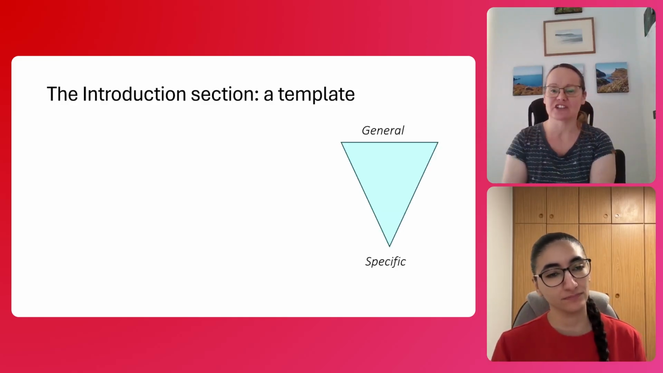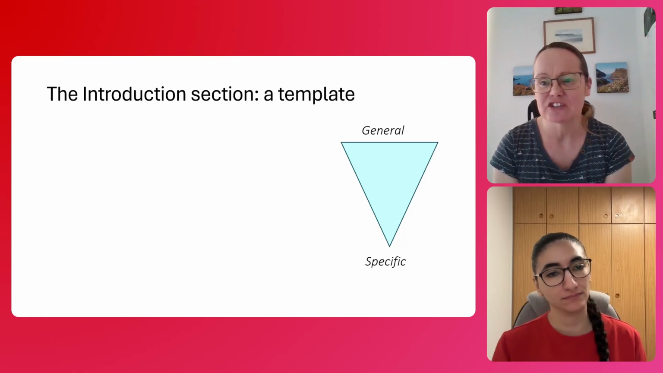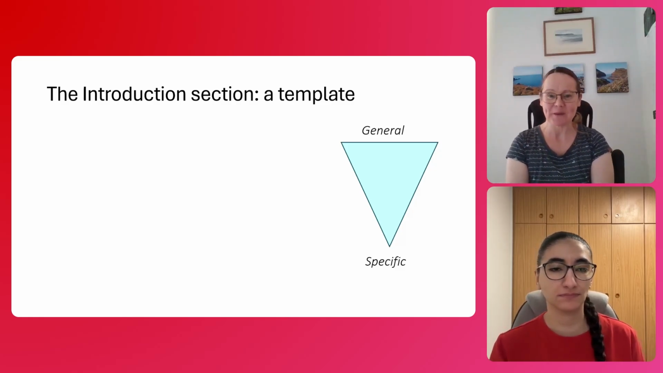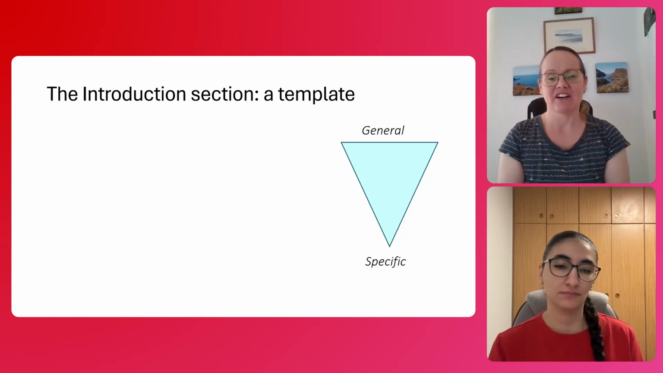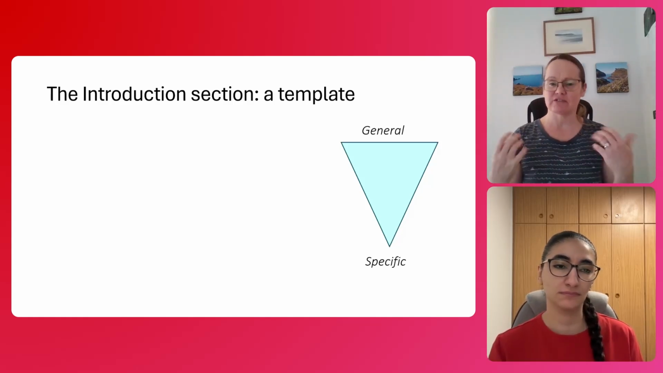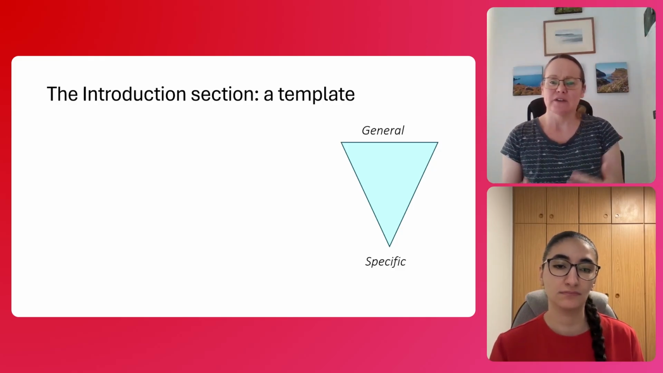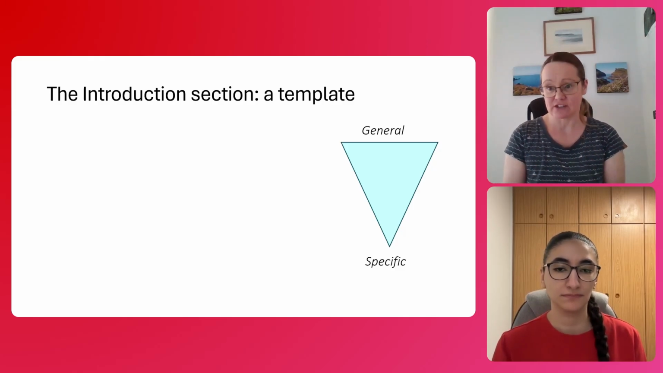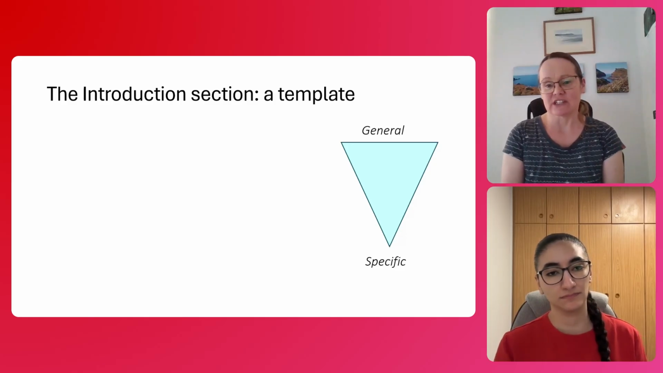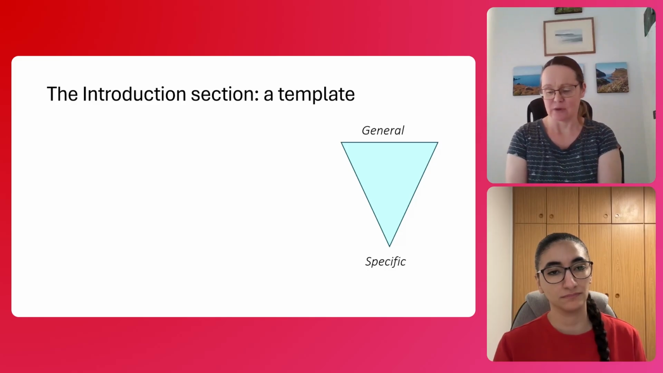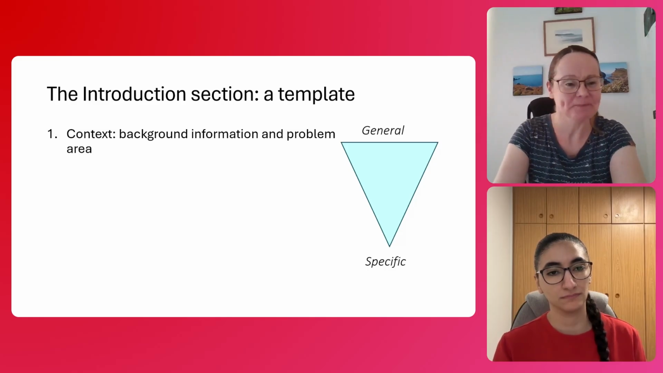So the introduction, the first section of our research paper, I've put a little diagram here to remind you where we stand with regard to our hourglass model. Here we start off by giving the reader general context, okay? Giving the reader the information that they need to understand the study. And then gradually, we lead our reader towards our specific research question. Okay, how exactly do we do that?